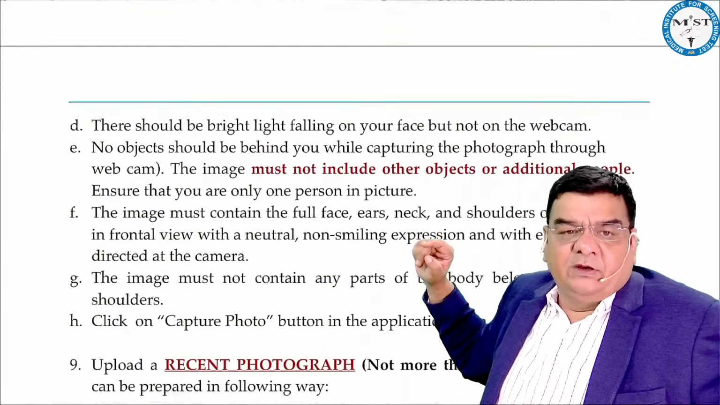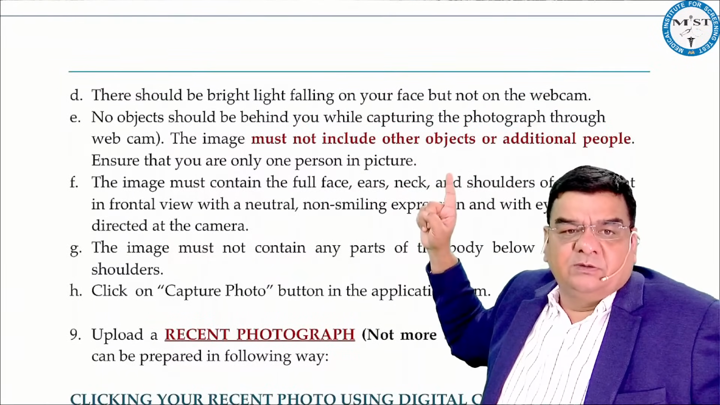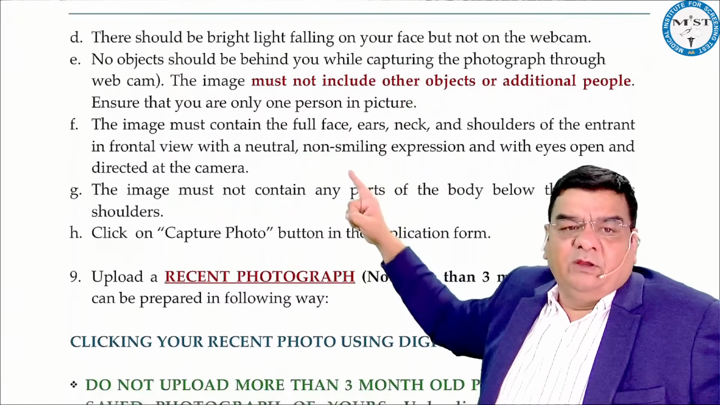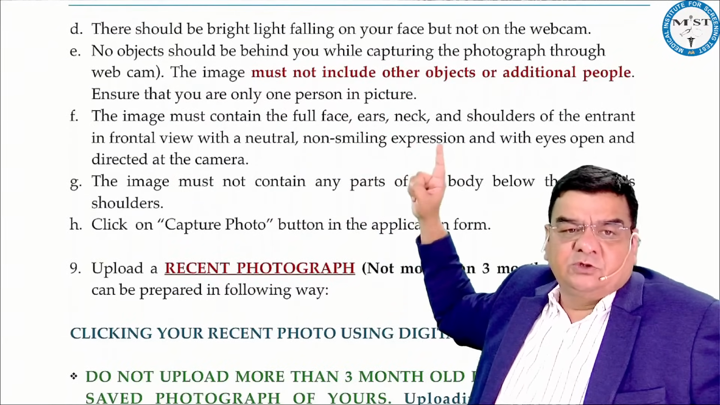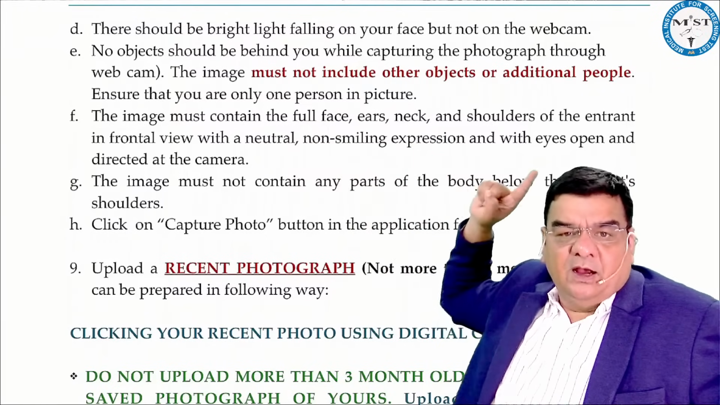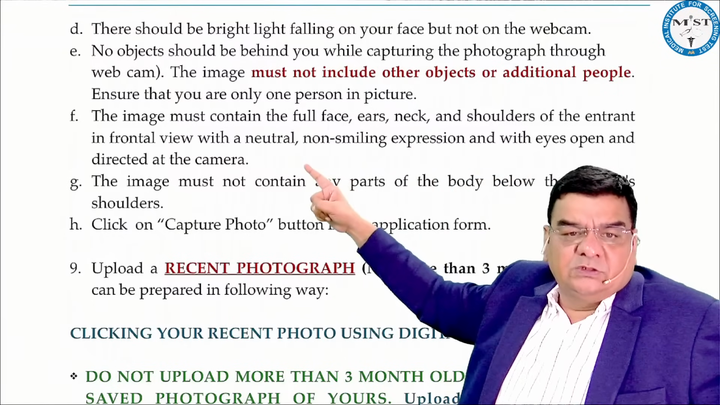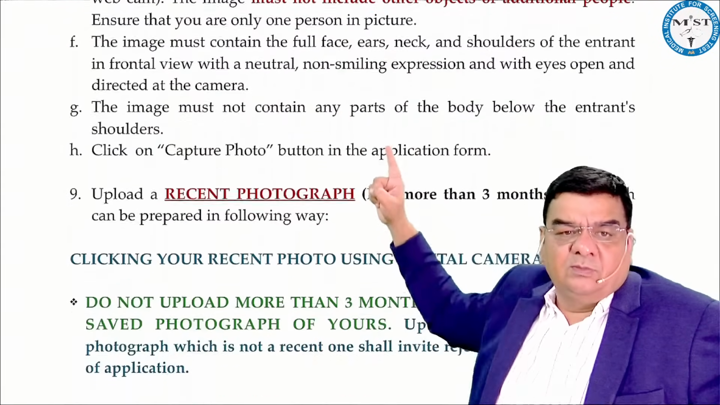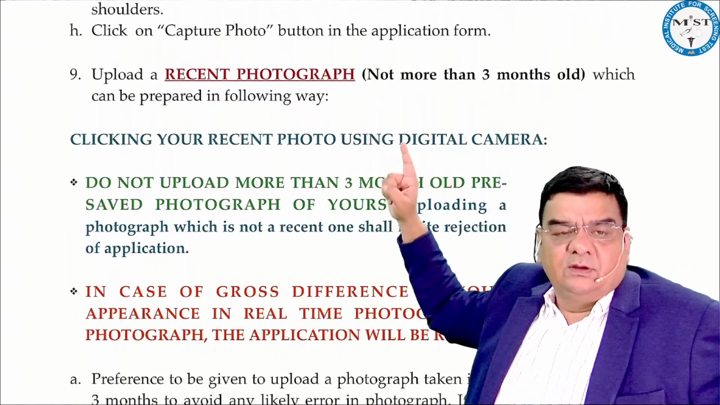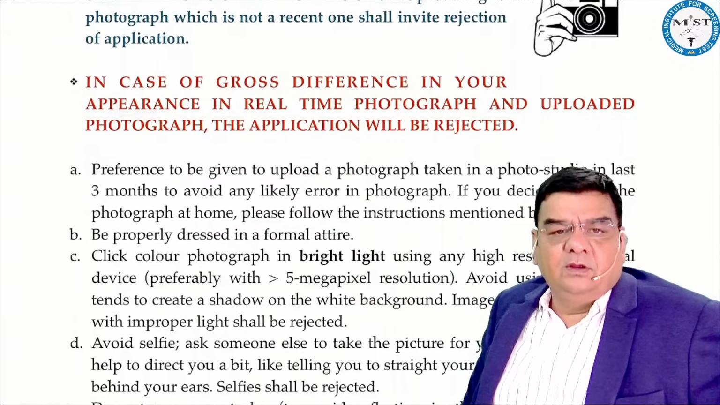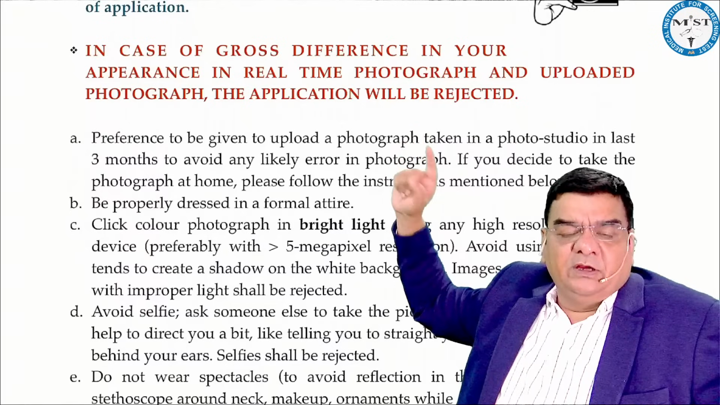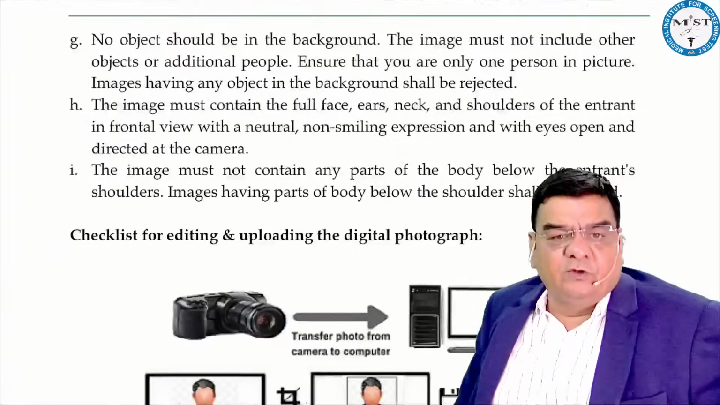It should be a white background. It should not include other objects or additional people. There should be bright light falling on your face, no shadows. The image must contain the full face, ears, neck, shoulders, neutral expression, non-smiling expression, eyes open, directed towards the camera. The image must not contain any other parts of the body below the shoulders. Right. In case of gross difference in your appearance and the real-time photograph uploaded, the application will be rejected. So please be careful regarding this.